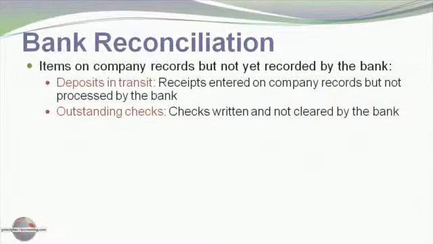A similar item, but in an opposite direction, are outstanding checks. These are checks that are written by the company, delivered to a vendor, but not yet deposited by that vendor perhaps, or maybe they're out there in the float. Cash has been removed from the company's general ledger cash account, but not yet removed from the cash account on the bank statement.